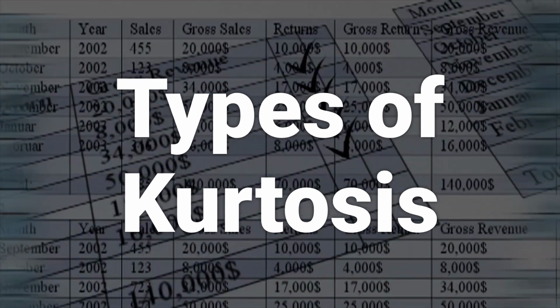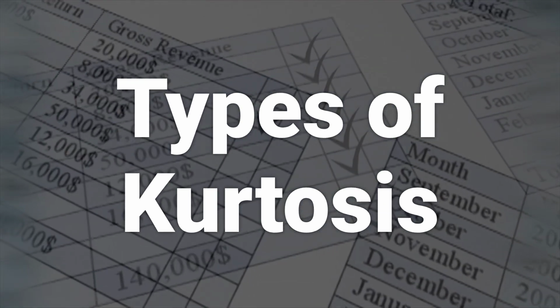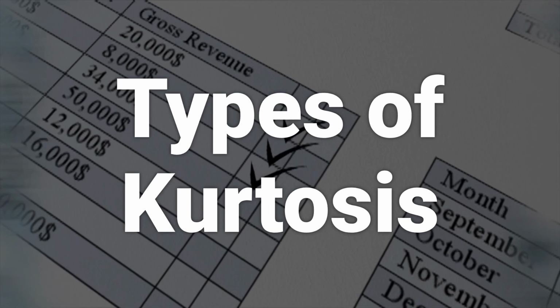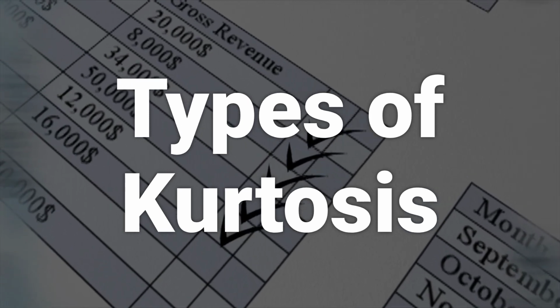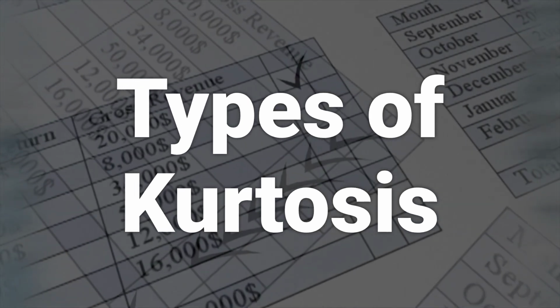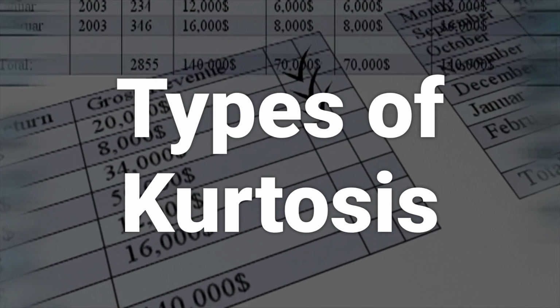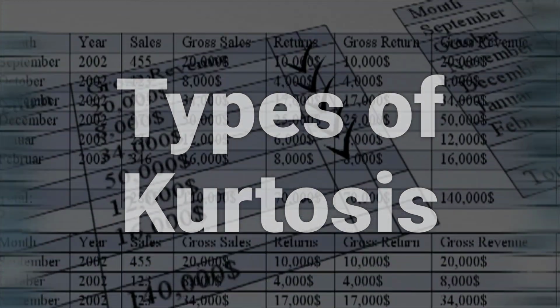There are three types of kurtosis: mesokurtic, kurtosis equal to 3.0; leptokurtic, kurtosis greater than 3.0; and platykurtic, kurtosis less than 3.0. All measures of kurtosis are compared against a normal distribution curve.